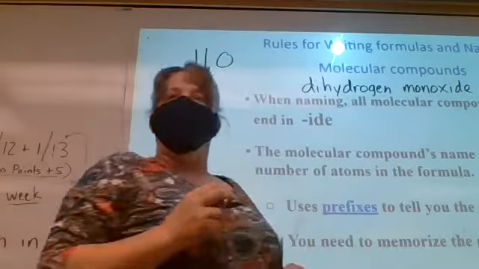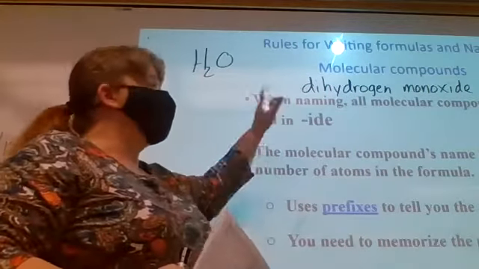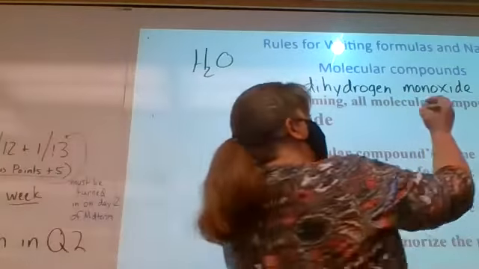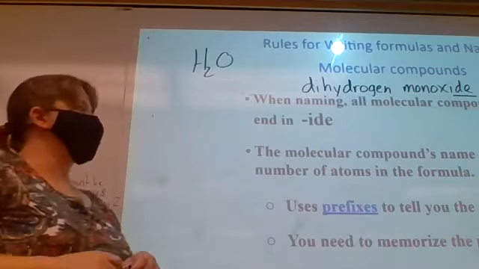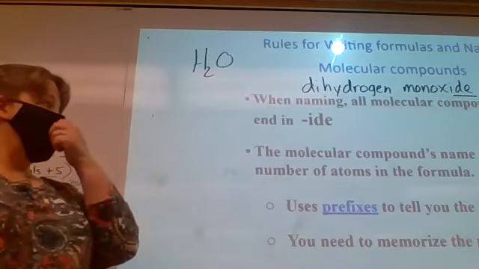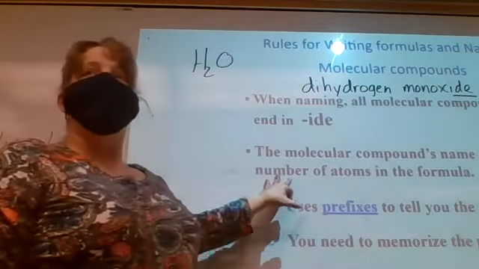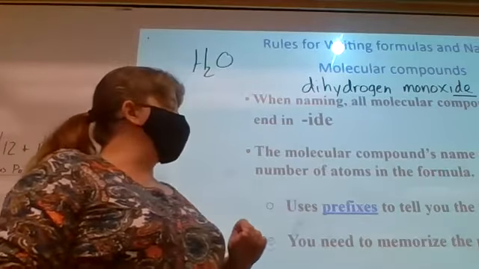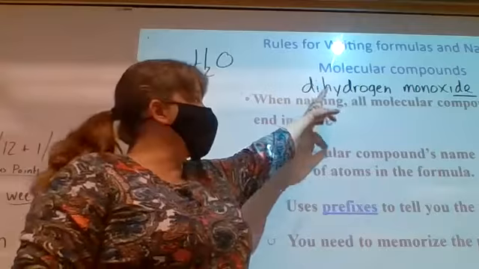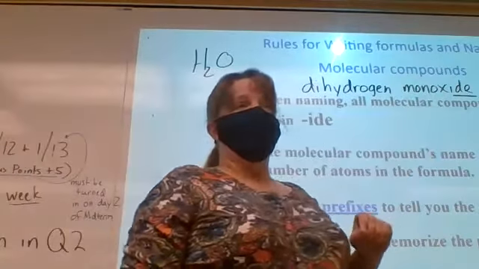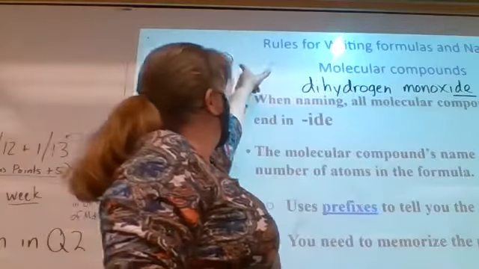When we write the name of a covalent compound, there's a couple of rules we're going to follow. First of all, molecular compounds will end in ide. Also, the name is going to tell you the number of atoms in the formula by using prefixes. So here's a prefix, here is a prefix. We will learn that di means 2 and mono means 1.